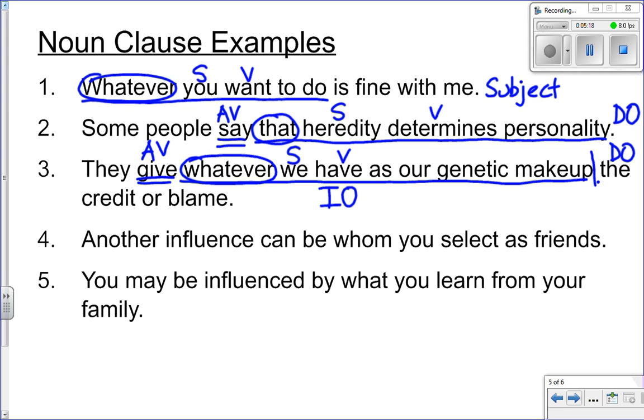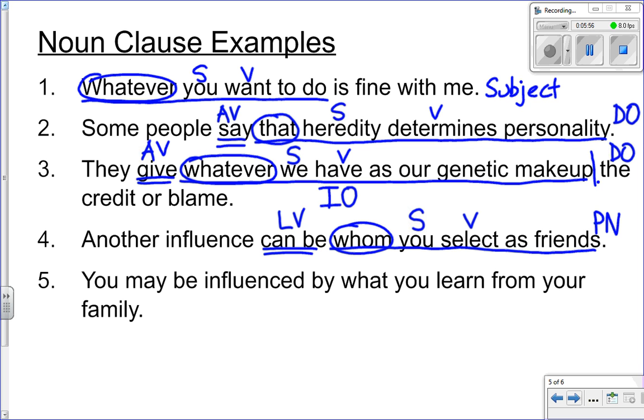Number 4, another influence can be whom you select as friends. I see the word whom, which signals that there's a subordinate clause, and I'm going to say that my subordinate clause is whom you select as friends. I'm going to continue until I hit the period at the end of the sentence. And within the subordinate clause, my subject is you, my verb is select, and then I'm going to look at what is in front of the subordinate clause. Can be is a verb phrase. Can is a helping verb, but be is the main verb, and it's a linking verb, which means that this one is functioning as a predicate nominative because this clause follows a linking verb.